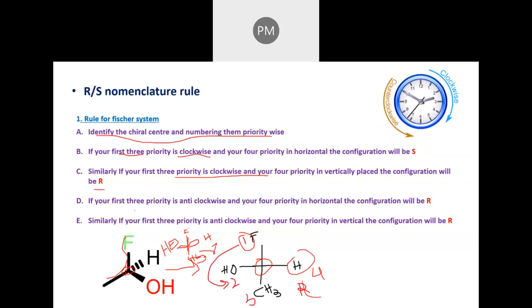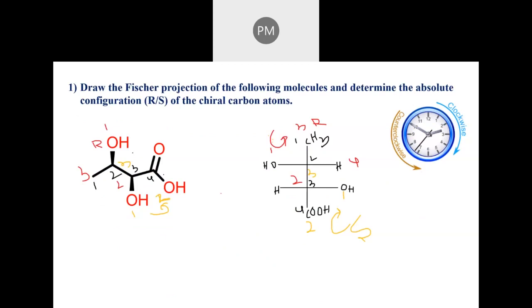And similarly, if the first three priorities of our molecule are rotating anti-clockwise and our fourth priority is in the horizontal position, then the configuration will be R configuration. For anti-clockwise rotation, if our fourth priority is in the vertical position, that will be R configuration. After that, we solve some problems.